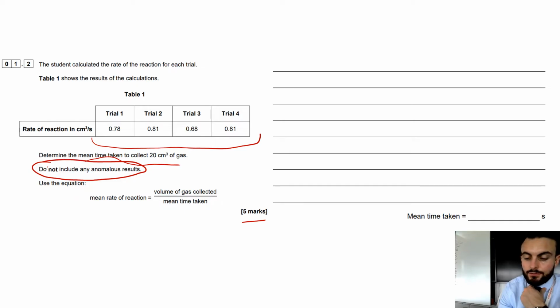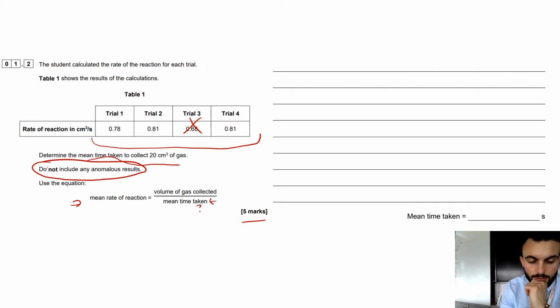First off, whenever it says that, it's telling you that there is one, so spot that straight away. Out of those 4, it's that one because that one doesn't fit the rest. So we're going to ignore that in all of our calculations. And we're going to use this equation. Mean rate is volume of gas divided by mean time taken, and we're working out the mean time.